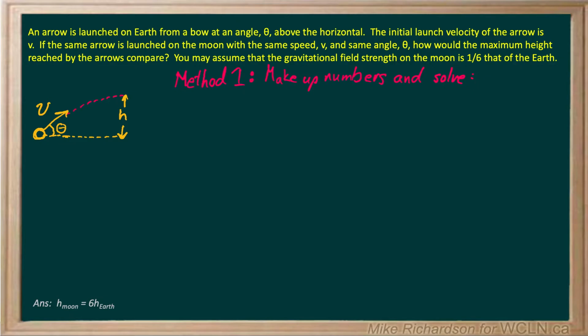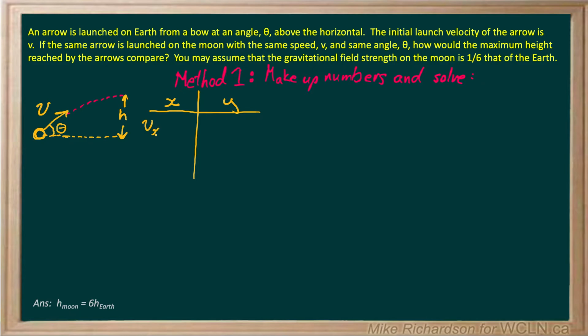So we're going to do method 1 here. And in method 1, we're just going to make up some numbers. So when in doubt, you can always make up some numbers and just grind it out, calculate it, and see what happens. So let's do it like we always do any projectile. So we have our horizontal or our x direction and our y or our vertical direction.